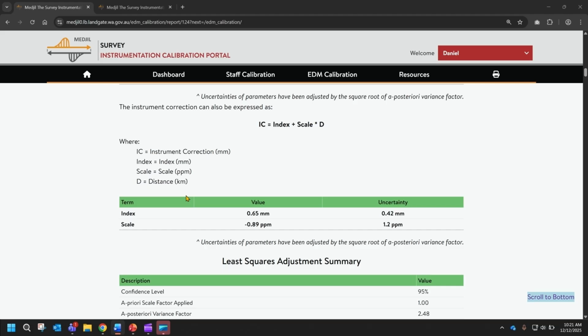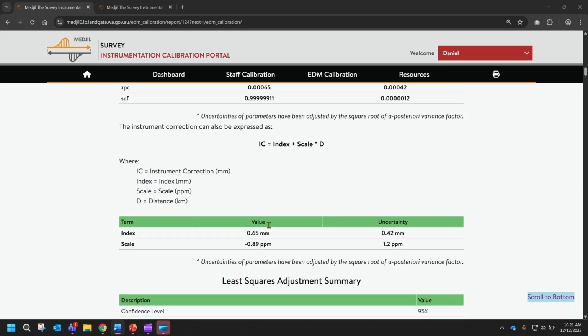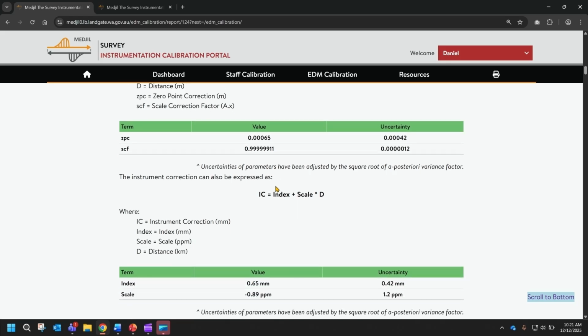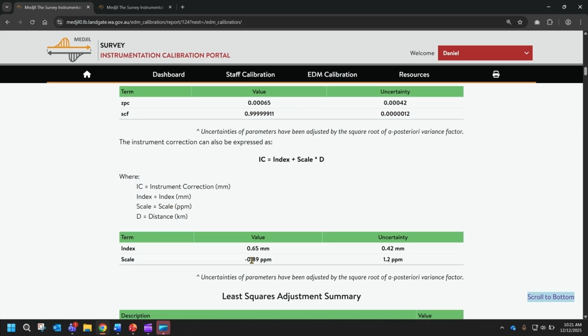So in this form, scale is going to be a number that is hopefully very close to 0 either side. So it should be something like what I have here. So I've got negative 0.989 parts per million, which makes sense because my value up here is less than 1. So if you take this number here, the scale correction factor, minus 1, multiplied by a million, we get this value here.